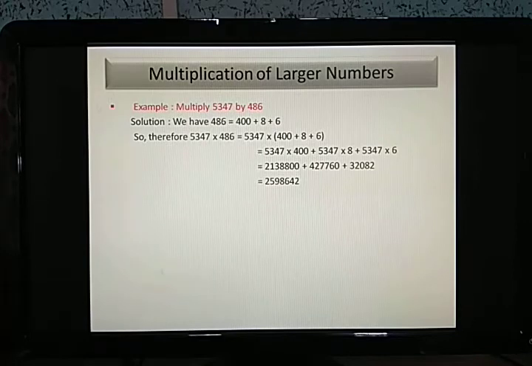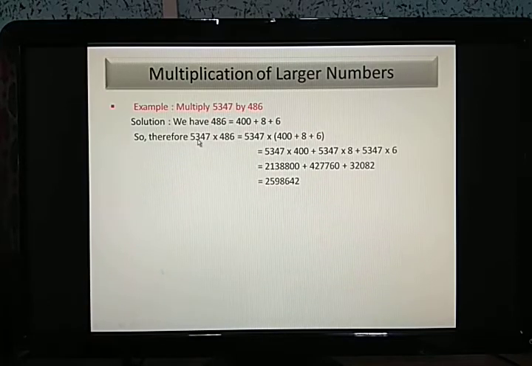You can see here in the solution what we have done is that 486 can be written as 400 plus 80 plus 6. We have broken it down first of all. Then we have used which property? The distributive property. You can see here that 5347 is as it is, but 486 we have broken down into 400 plus 80 plus 6.